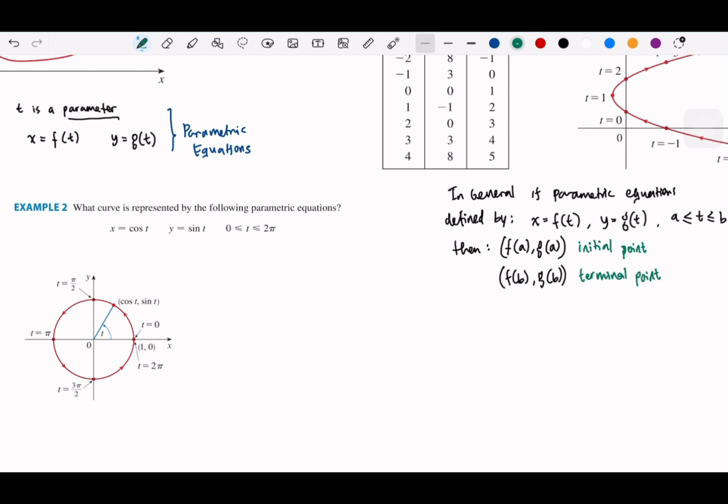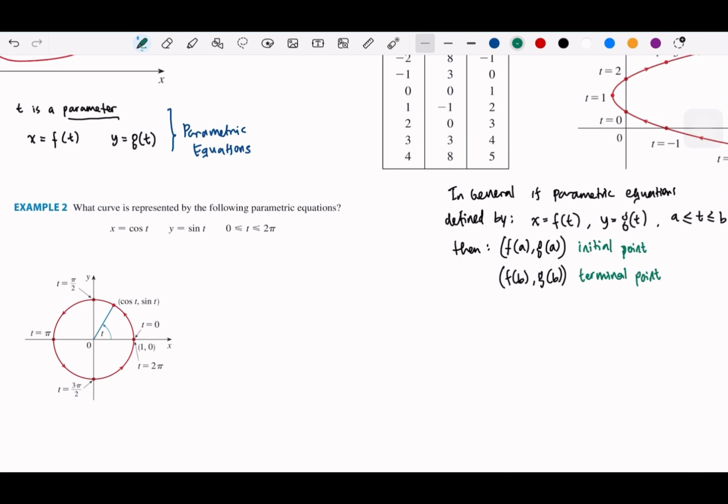So let's say we have another example. We have cosine t and sine t for x and y. And of course, it has given you the picture here. We could start to go into our definition for this period from 0 to 2 pi, which is related to the angle, right?